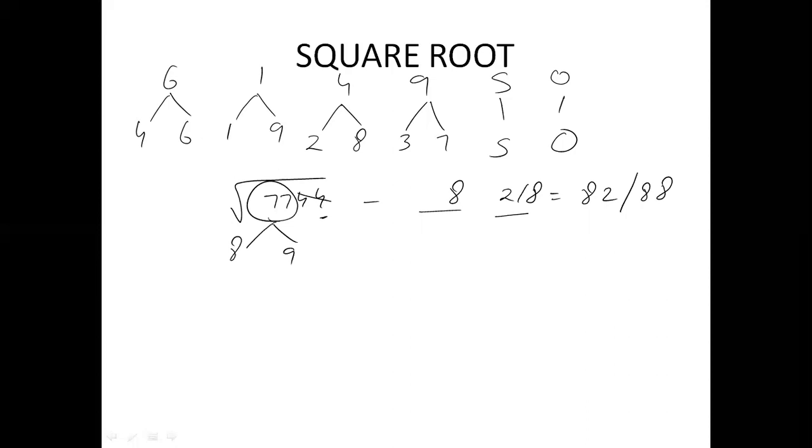77 is a square between 8 and 9. So tell me, is 77 close to 8 square or 9 square? If 77 is close to the smaller number's square, then select 82. If 77 is close to the higher number's square, that is 9 square, then select 88. Here, 9 square is 81 and 8 square is 64. 77 is very close to 9 square, so select the higher value. So 88 will be your answer.